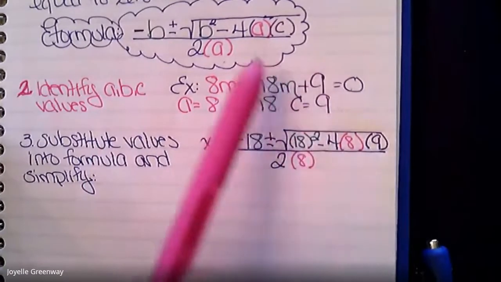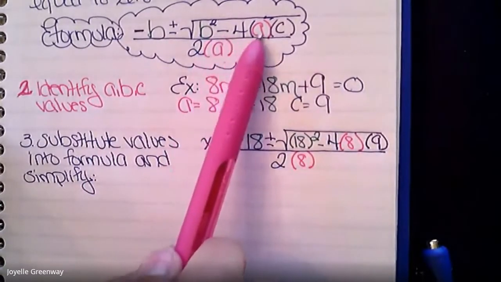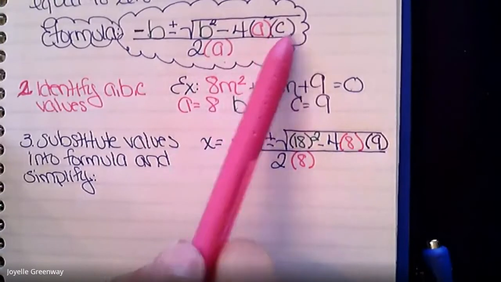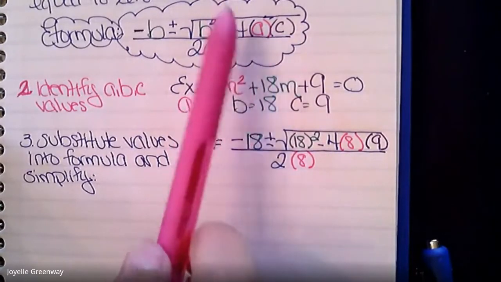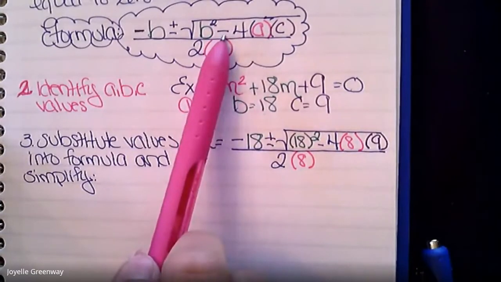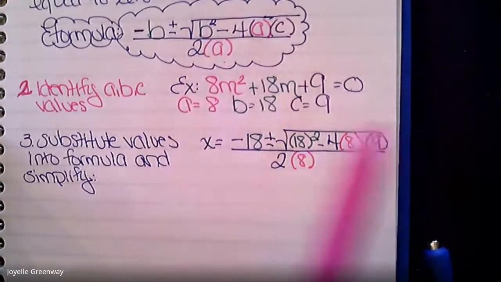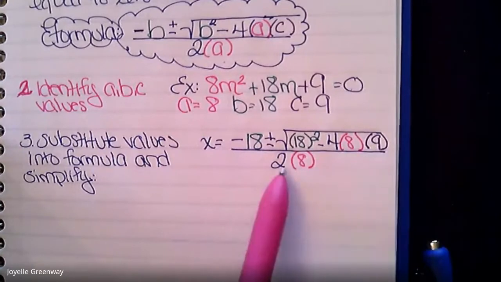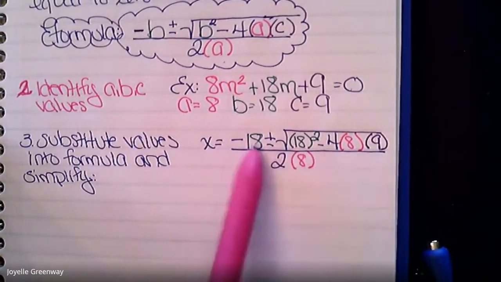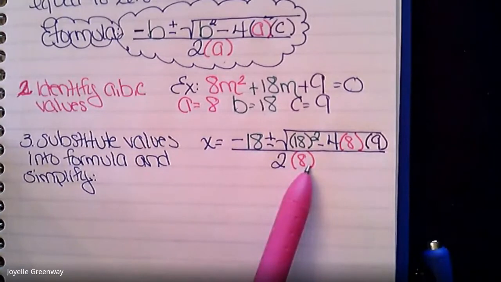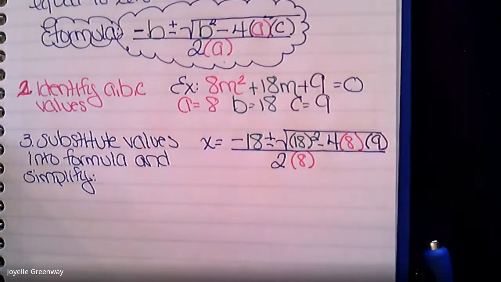And the second area is when you do minus 4 times A times C. Typically, if A or C is negative, that's another area where there's a problem. And then divided by 2 times A. It's the whole quadratic that's divided by 2 times A. Okay, so we just have to be really careful when we simplify.